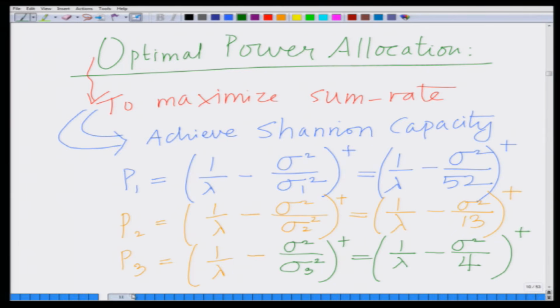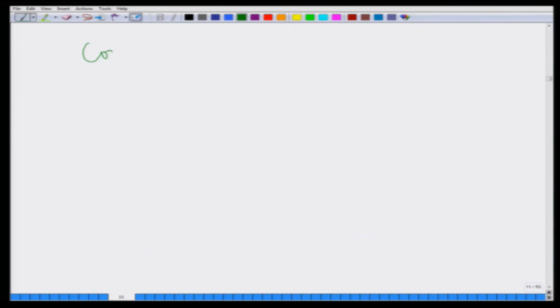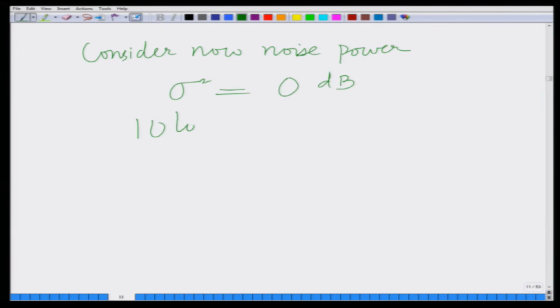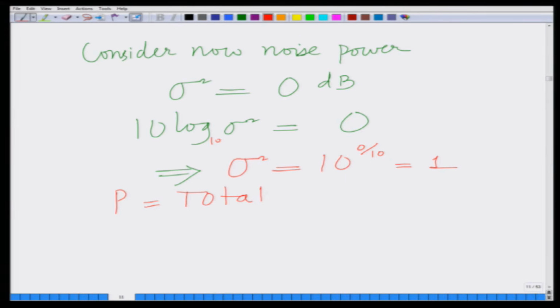Now, to complete this example, let us consider a noise power sigma square equals 0 dB, which implies 10 log 10 sigma square equals 0, which implies sigma square equals 10 to the power of 0 divided by 10, which is equal to 1. So, the noise power is 1. Let us consider P equals the total transmit power.